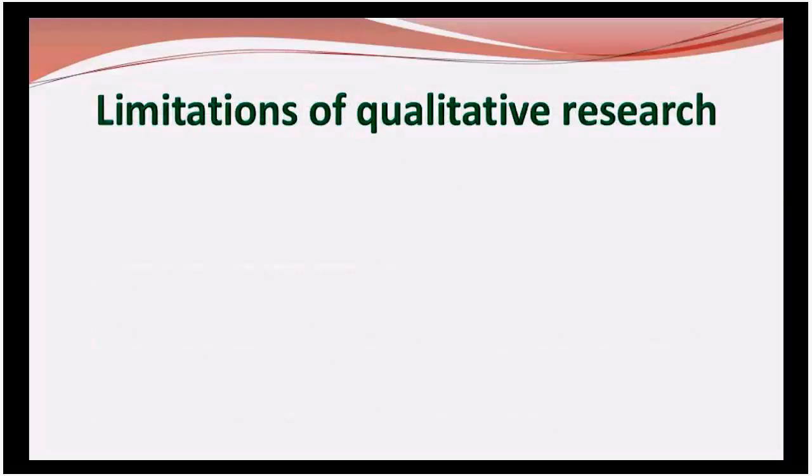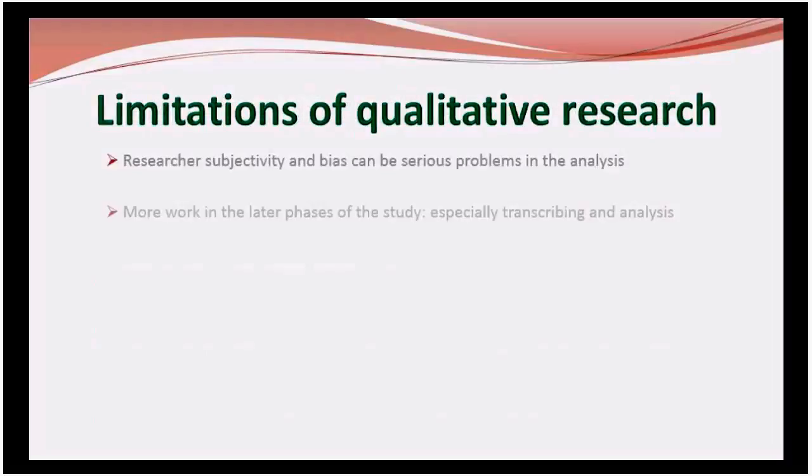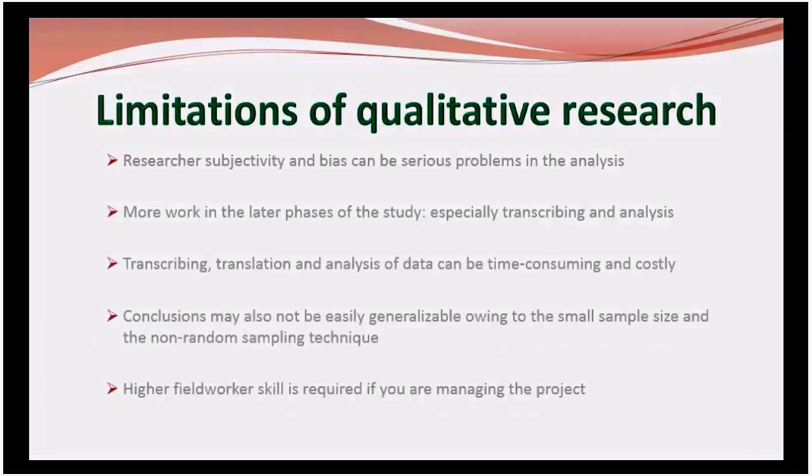Some limitations of this method is that the researcher's subjectivity and bias can be a serious problem in the analysis. So if you're not aware of your biases at the very beginning of your study, it's going to influence how you interpret the data. Some participants may be telling you reasons that you haven't thought about. Because we are only human, we will overlook those and we will only focus on what we want to see. Okay, it's about being open-minded when you look at the information that is in front of you.